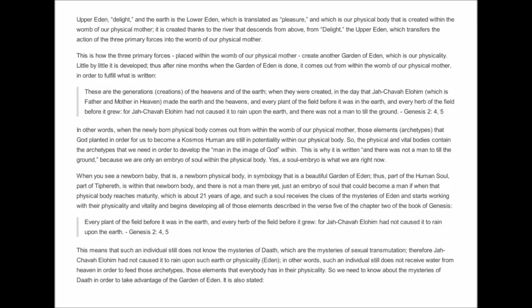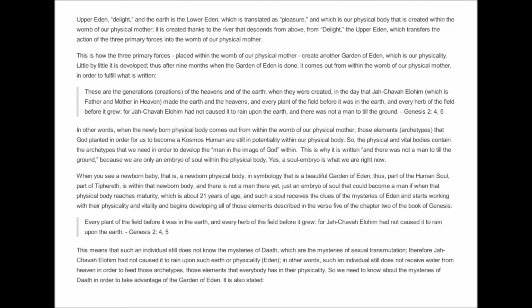when he's mature, when the physical body reaches maturity, which is about 21 years old, that soul receives the clues of the mysteries of Eden, and then starts working with his physicality and vitality and creating within himself, or developing, we will say, all of those elements which in the verse 5 of the chapter 2 in the book of Genesis states, every plant of the field before it was in the earth, and every herb of the field before it grew. For Yahweh Elohim didn't cause to rain upon the earth.